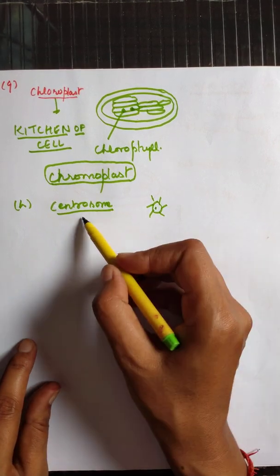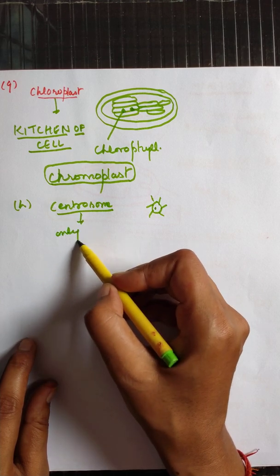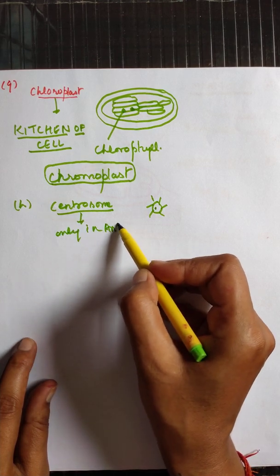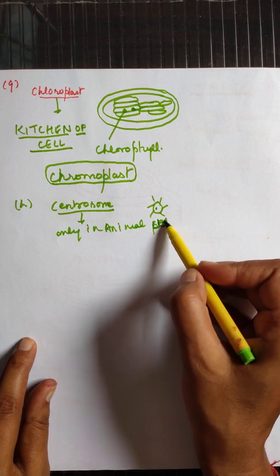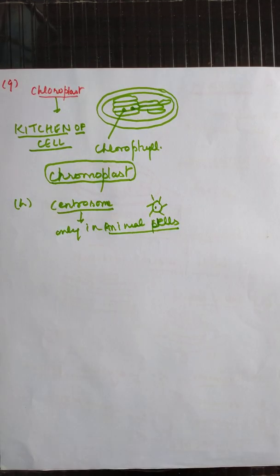And one more thing is there, the centrosome is present only in animal cells. It is not found in plant cells. So it is found only in animal cells.